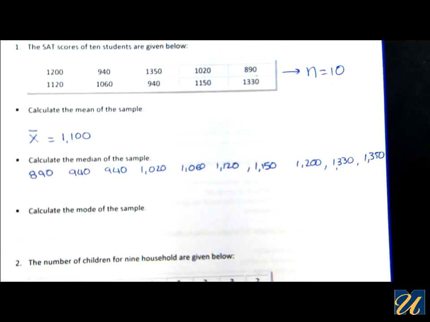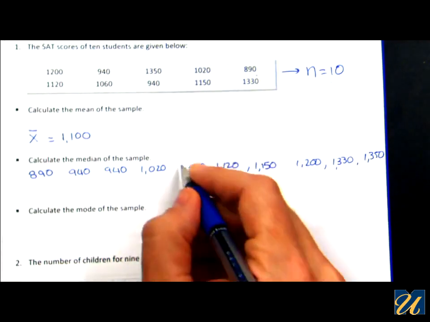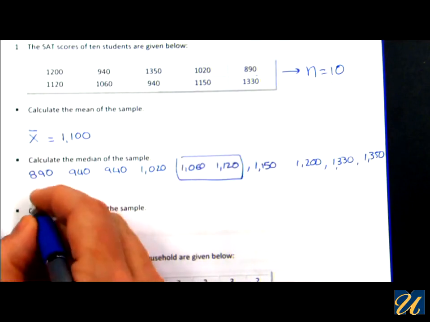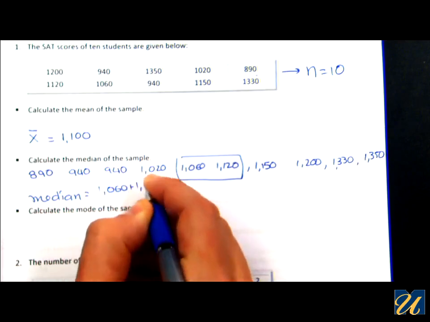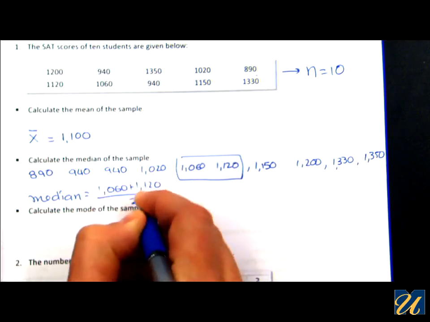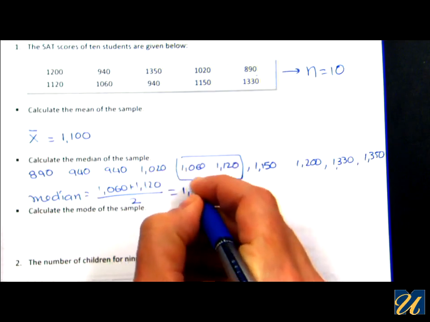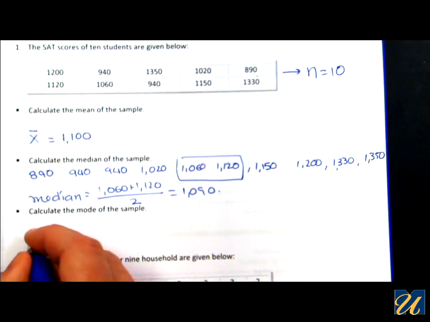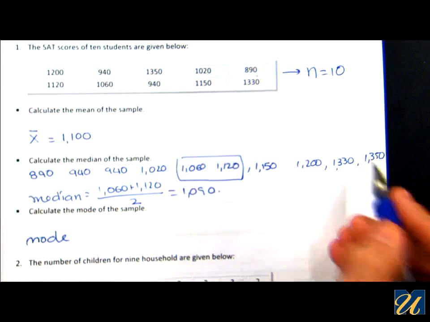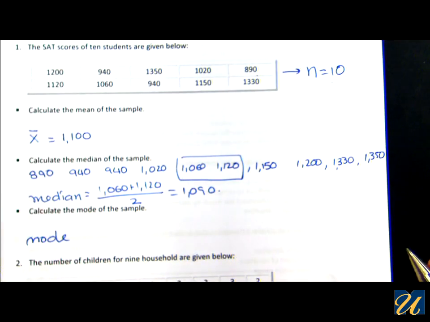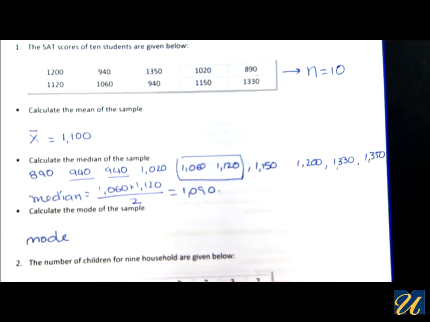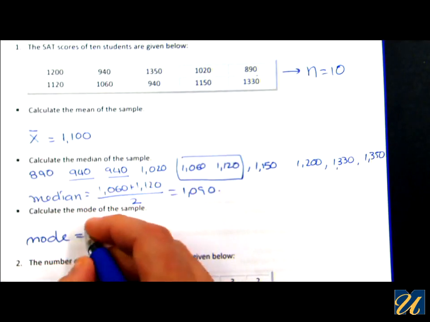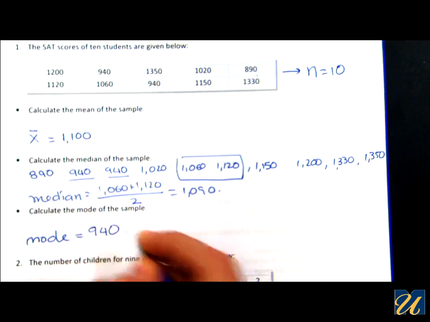So we have 10 entries. That means we have to take the average of the two middle values. So the median will be equal to 1,060 plus 1,120 divided by 2. So this would be 1,090 for the median. The mode: once you place the data in order, it's a lot easier to determine whether you have a mode, and if so, what the mode is. We notice that 940 is the only entry that occurs twice, higher than any other. Therefore, the mode is 940.